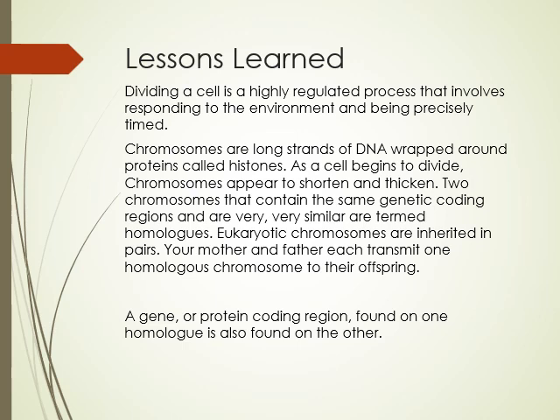Eukaryotic chromosomes, like you, are inherited in pairs. You've got a pair or 2 of each unique chromosome. Your mother gives you 1, your dad gives you 1. So those pairs of chromosomes come together to form the eukaryotic cell. On a chromosome, you'll have genes. Genes are polypeptide or protein encoding regions. They might be found in one homolog, and then that same gene will be found in the other homolog, even if there are slight differences between them.